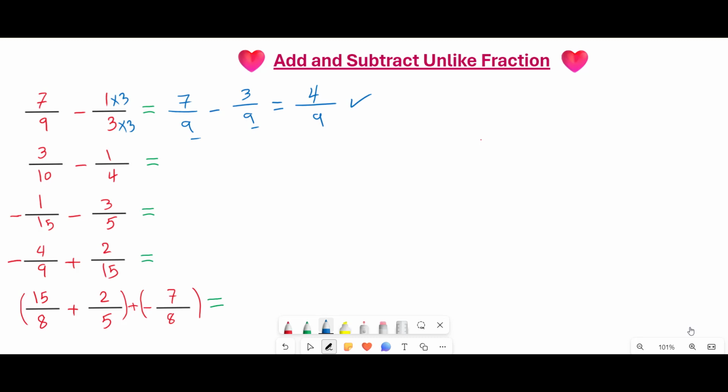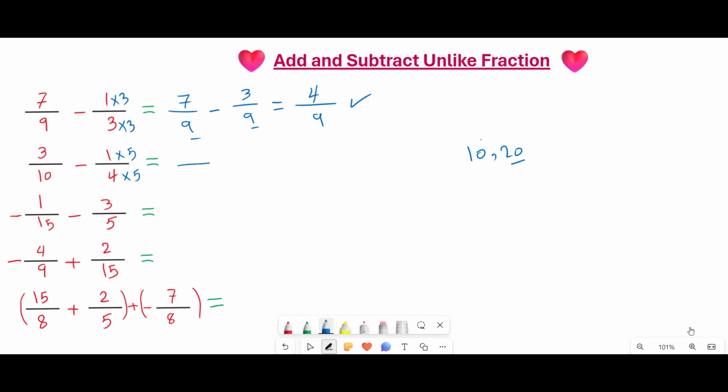3 over 10 minus 1 over 4. Check 4 can be 10? No. 10 can be 4? No. In this case, write multiple of 10. 10 in table 4, no. 2 times 10 is 20. 20 in table 4, yes. Then we multiply it by 4 times what equal 20.